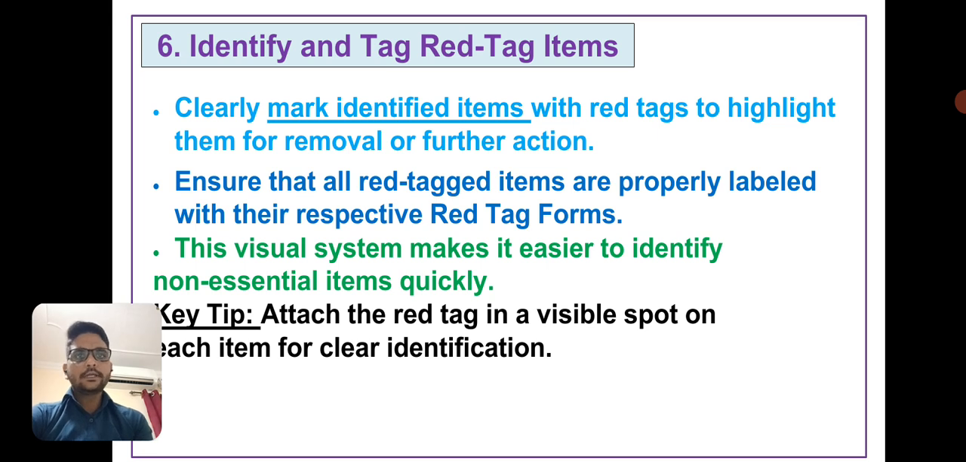We need to clearly mark them. Ensure that all red tag items are properly labeled with their respective tag forms, meaning a filled-up red tag form. This visual system makes it easier to identify non-essential items quickly. For this, attach the red tag in a visible spot on each item for clear identification.